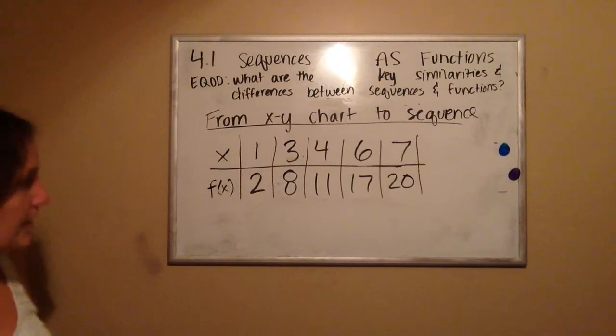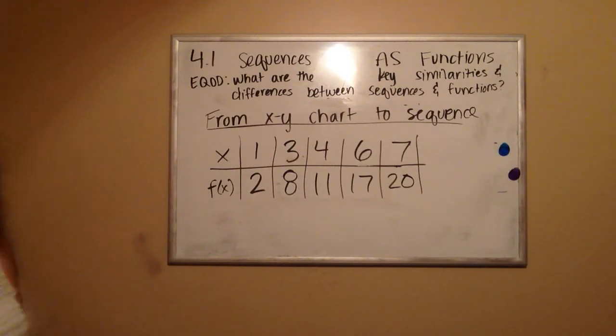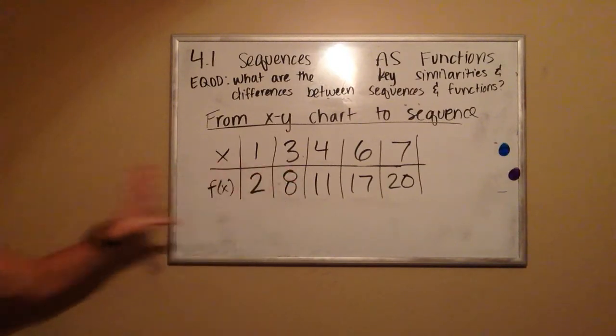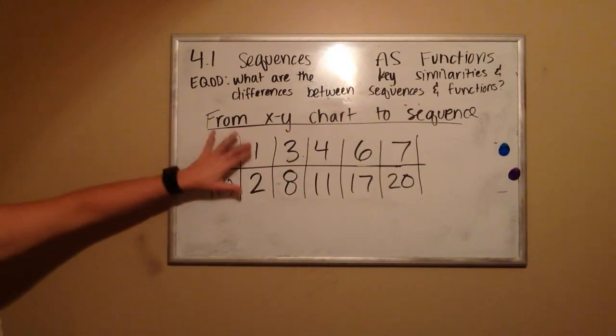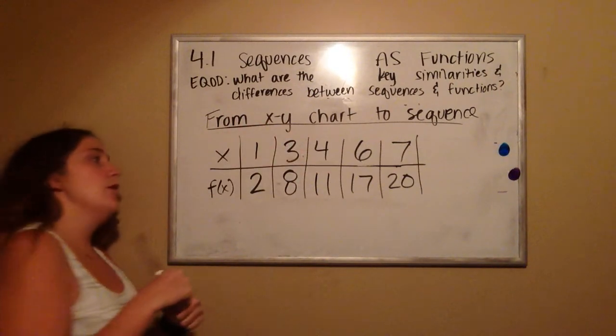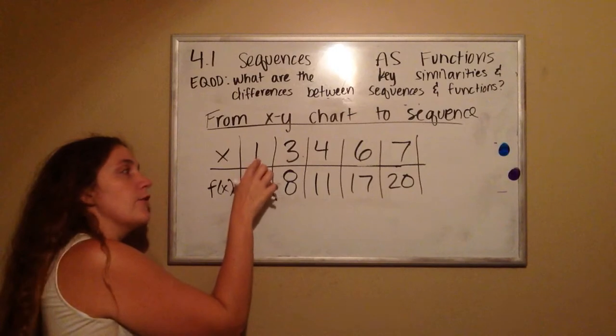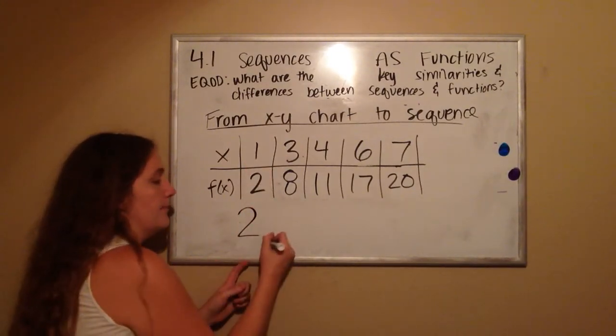Alright, let's see what happens here. This is our last one we're going to do, and then I'm going to give you one to work on your own. All I want here is for you to write the sequence. It gives us all of this information in an XY chart, and we have to write a sequence. Well, we know that the first term is 2. So let's jot that down. First term is 2. Awesome.